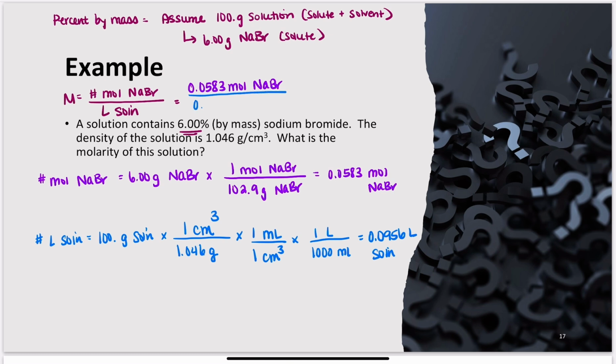That's my denominator, 0.0956 liters of solution. When I calculate that out, I'm going to get an answer here of 0.610, so I've still got those 3 sig figs, 0.610 molar NaBr. So a 6% by mass sodium bromide solution is the equivalent to 0.610 molar sodium bromide.